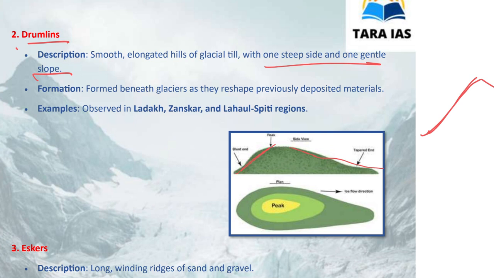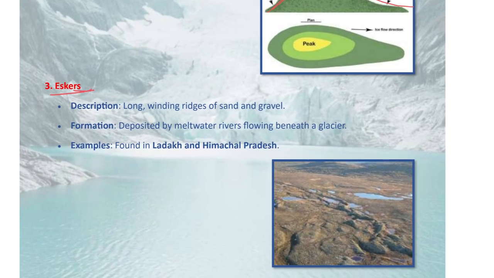So drumlins are mostly formed under glaciers. Fine. So what are the examples? Ladakh, so we can see these drumlins in Ladakh, Zanskar and Lahul Spiti regions, right? And next, coming to the eskers.